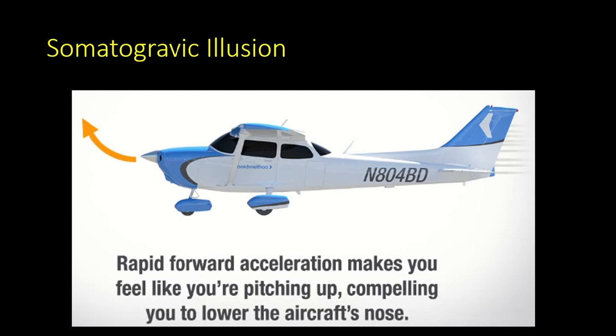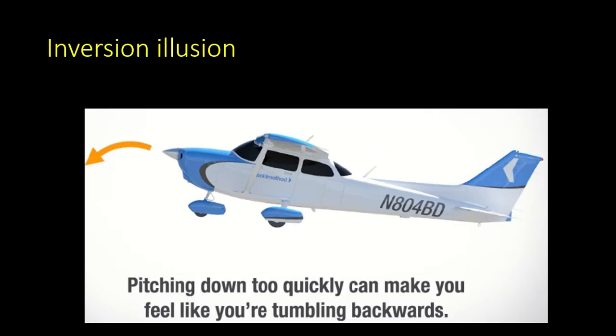A rapid deceleration by quick reduction of power may have the opposite effect, with the disoriented pilot pulling the aircraft into a nose-up or stall attitude. An abrupt change from climb to straight and level flight can stimulate the otolith organs enough to create the illusion of tumbling backwards, known as inversion illusion. The disoriented pilot may push the aircraft abruptly into a nose-low attitude, which may intensify this illusion.